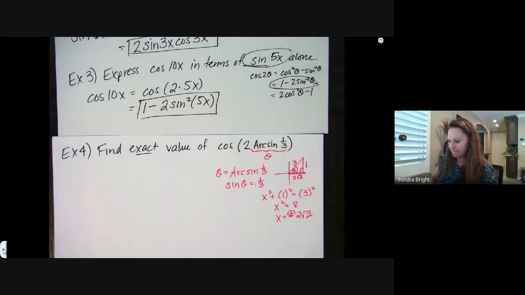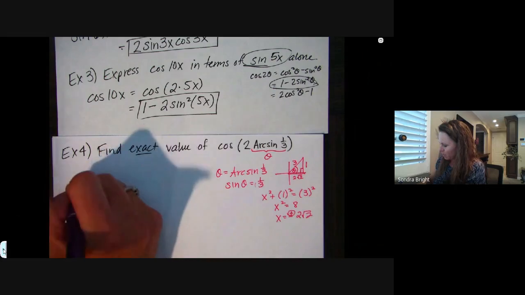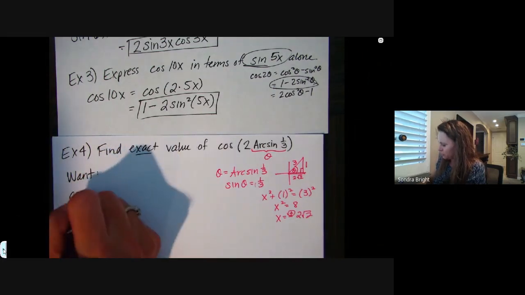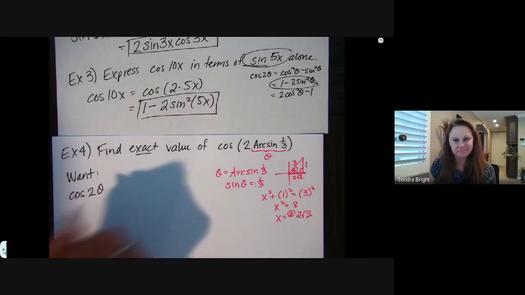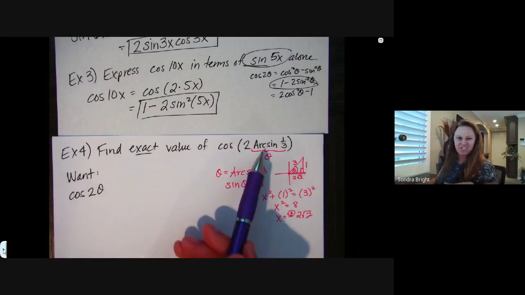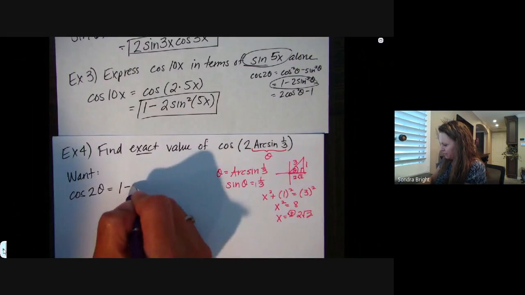Okay, so since I let this be theta, what I want is cosine of 2 theta. And you've got 3 identities. You can choose any of them. It really doesn't matter which. But since they gave me sine, let's just do the sine one, which was 1 minus 2 sine squared.